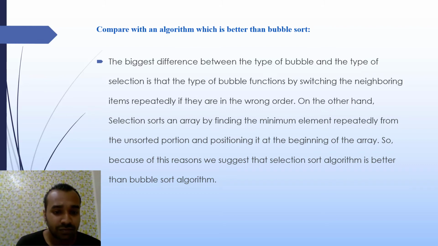So because of these reasons, we suggest that the selection sort algorithm is better than the bubble sort algorithm.